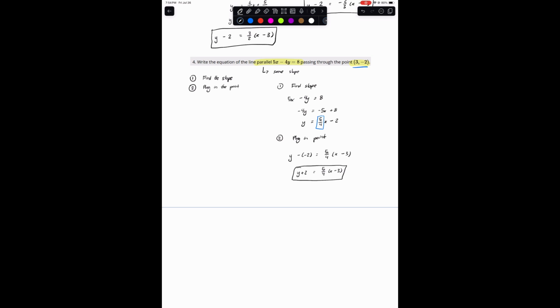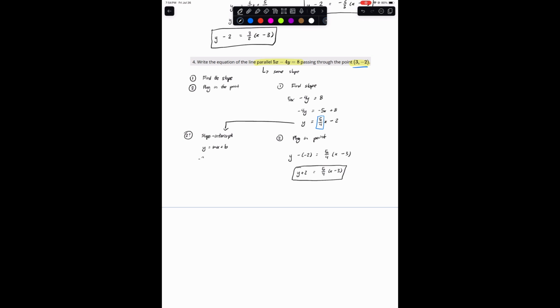Right. Now, if you don't remember point slope, right, and you only remember the slope-intercept form, okay? Remember, you can just plug into your general equation. So you have y equals mx plus b.